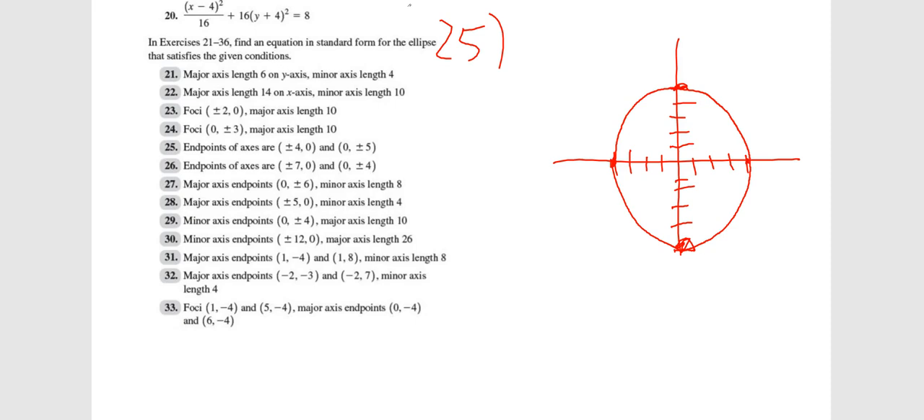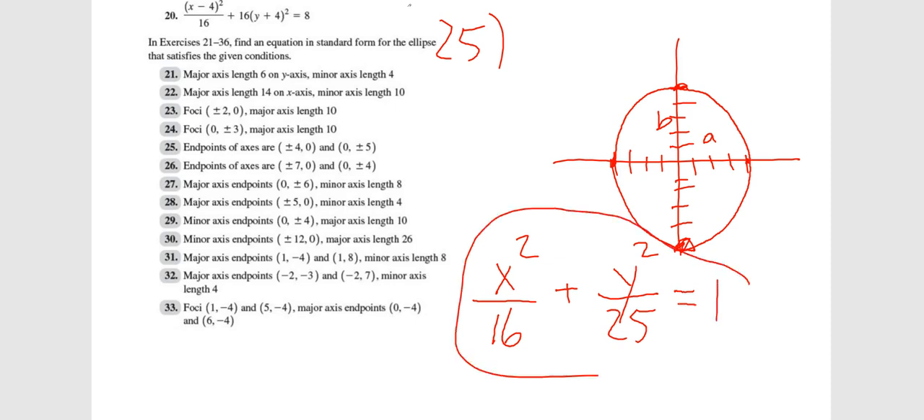What's your center? 0, 0. If it's 0, 0, then these numerators should be extremely easy for you to find. Out of 16 and 25, that's right, because a is 4, that makes this 16, and since b is 5, that makes that 25. What's it all equal? Hey, we found the equation. Now, for those of you who said that was difficult, does it make more sense now?